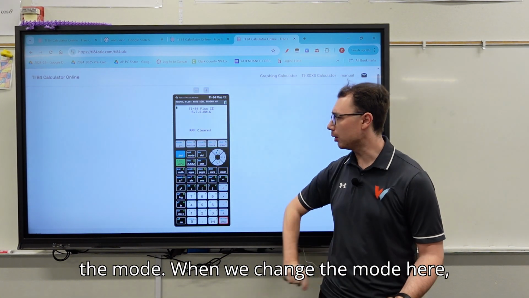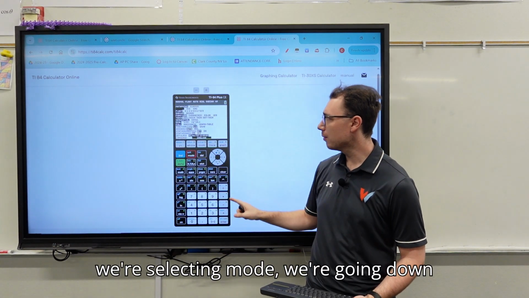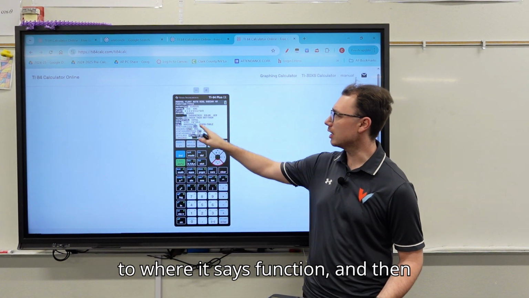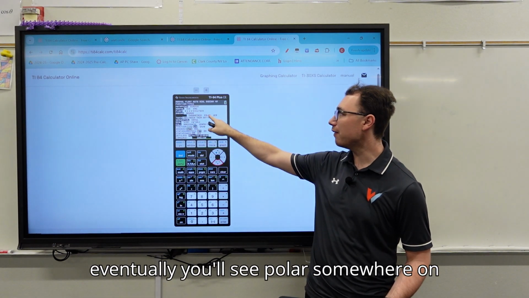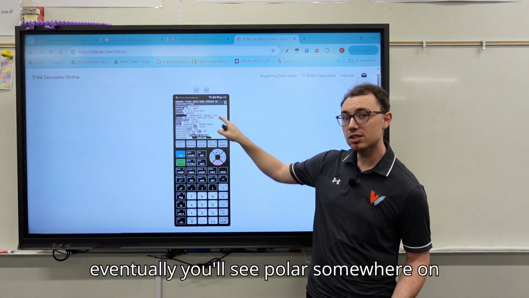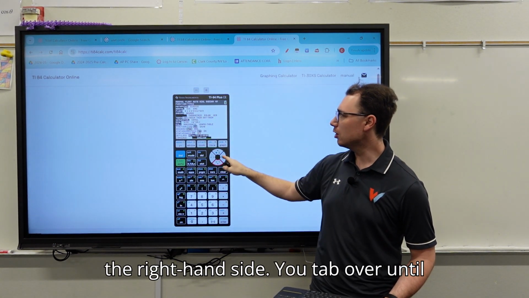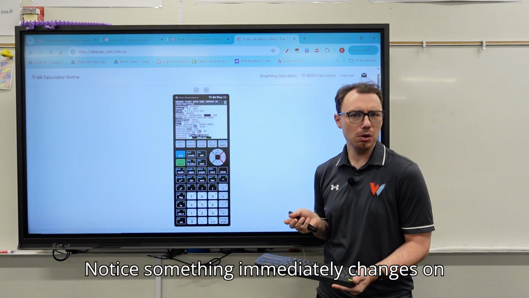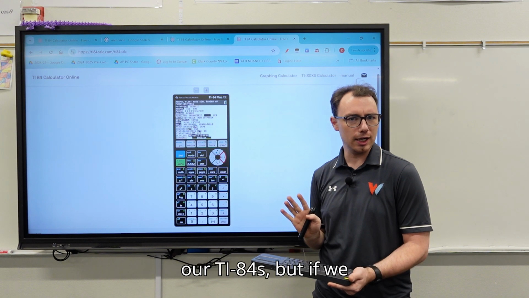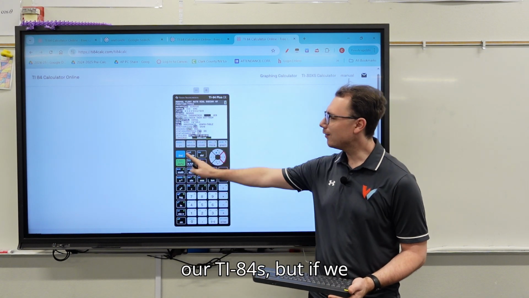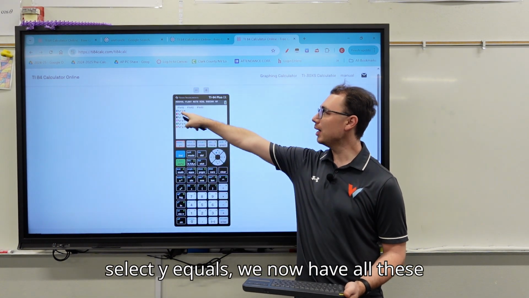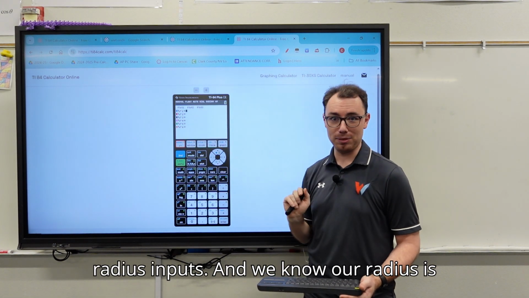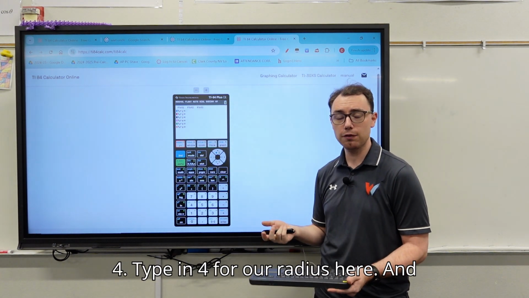When we change the mode here, we're selecting mode, going down to where it says function, and then eventually you'll see polar somewhere on the right-hand side. You tab over until it says polar here, and then hit enter. Notice something immediately changes on our TI-84s, but if we select y equals, we now have all these radius inputs, and we know our radius is 4.